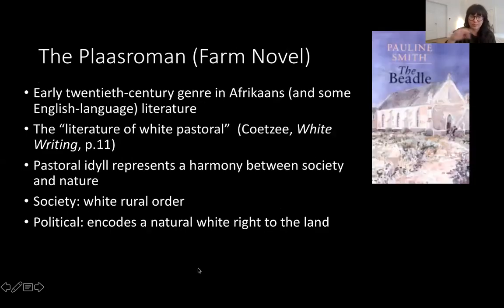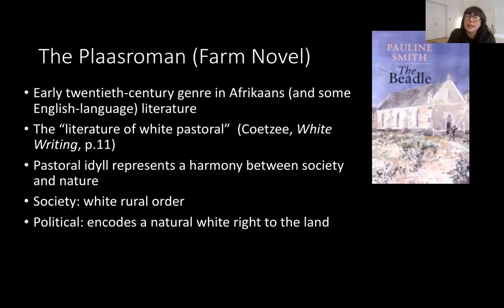So what is the Plaasroman? The Plaasroman is an early 20th century genre, usually associated with Afrikaans literature, but there are also examples of the Plaasroman translated into an English South African idiom as well. J.M. Coetzee, in his famous book White Writing, which is a series of critical essays about South African literature, calls the Plaasroman the literature of white pastoral.